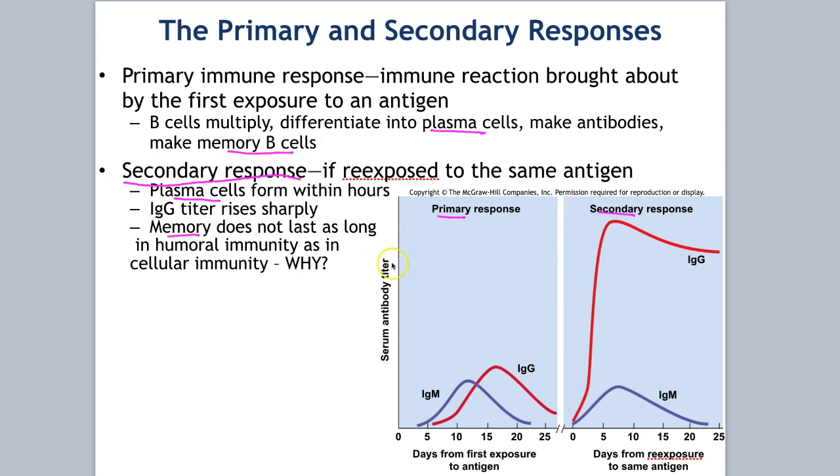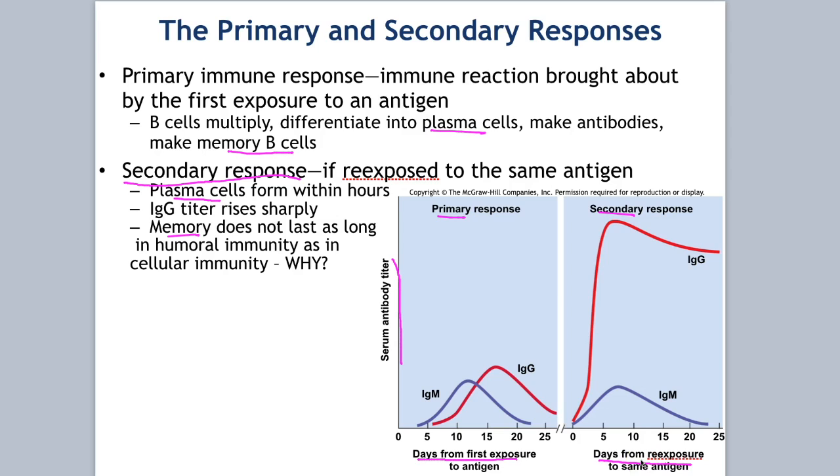So let's just look here at these graphs for our primary immune response and our secondary immune response. On the y-axis is our serum antibody titer. It's basically telling us the concentration of antibodies in our blood, basically how much of the antibody we have in our blood. And on the x-axis, we have days from first exposure to the antigen, or here, days from re-exposure to the same antigen.